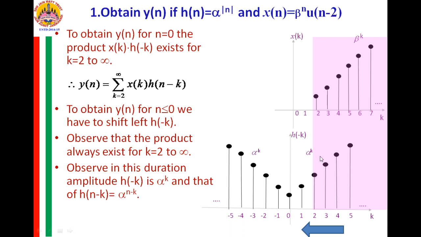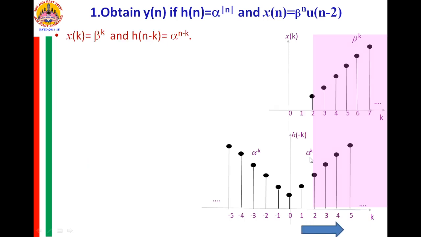You observe that the amplitude of xk is beta raised to k and that of h of n minus k is alpha raised to n minus k. So h of minus k is alpha raised to k, so h of n minus k is alpha raised to n minus k. Therefore if xk is beta raised to k and h of n minus k is alpha raised to n minus k, then the convolution yn will be equal to summation k from 2 to infinity beta raised to k alpha raised to n minus k. This is for what?